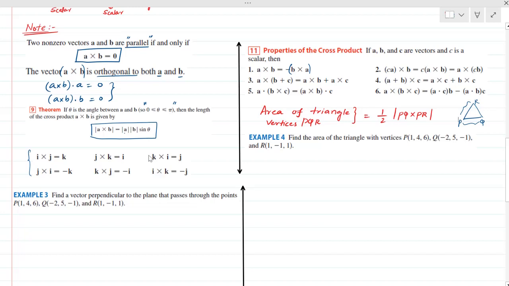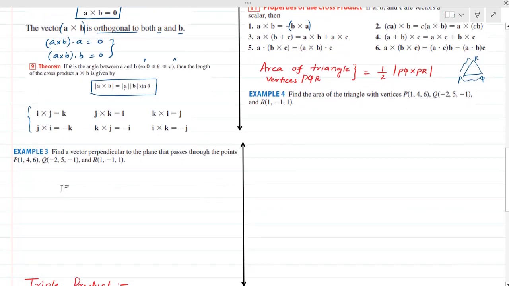Now this is example 3. Find the vector perpendicular to the plane PQR. The points are given, so I have to form the vectors first. What are the vectors here? PQ and PR. So I have to calculate PQ and PR.